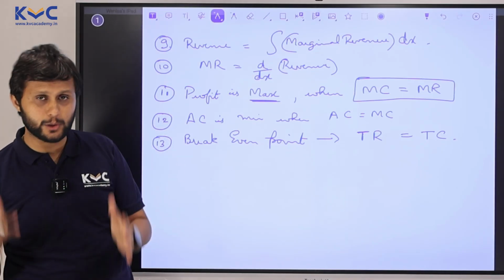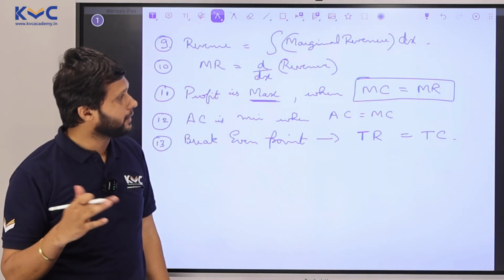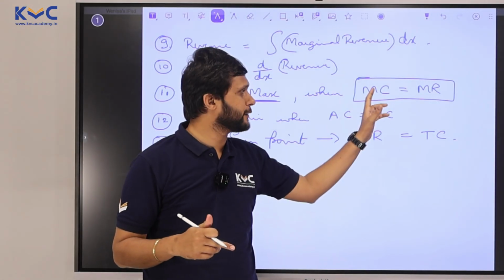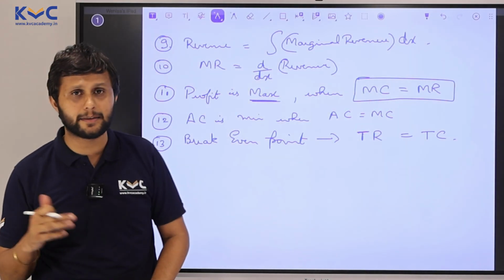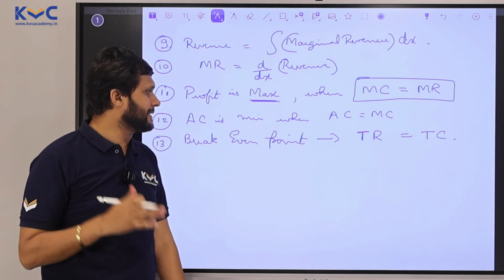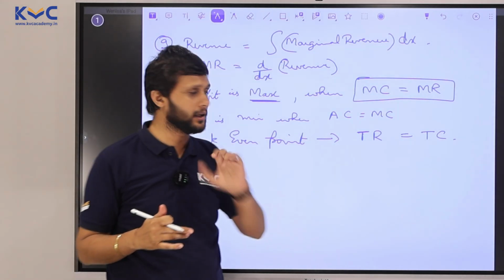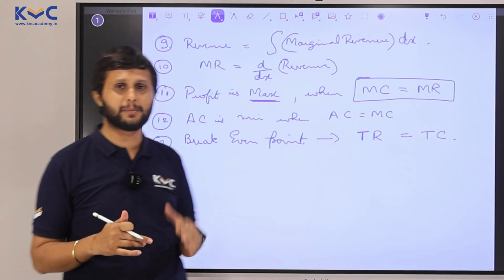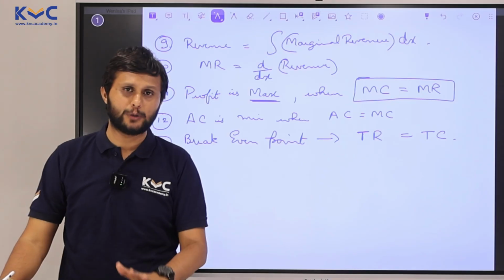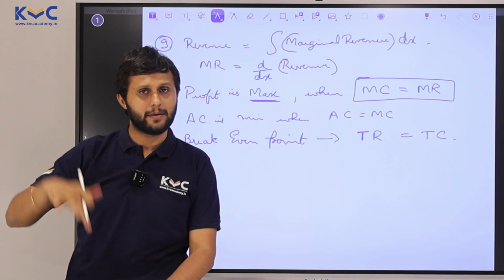Profit is maximum. This you have to remember, profit is maximum when marginal cost is equal to marginal revenue. How to calculate marginal cost? We'll have to differentiate the cost function. How to calculate marginal revenue? We'll have to differentiate the revenue function. Average cost is minimum when AC is equal to MC. Average cost is equal to marginal cost. Break even point is the point where we have total cost equal to total revenue. With these 13 formulae, wherever required, I will come back to this formula.